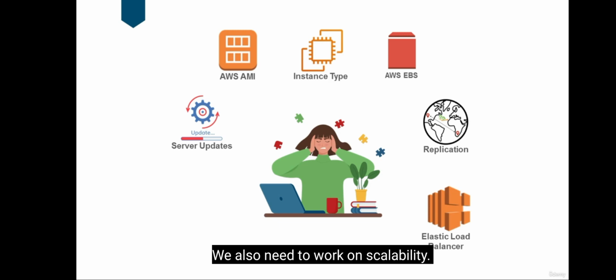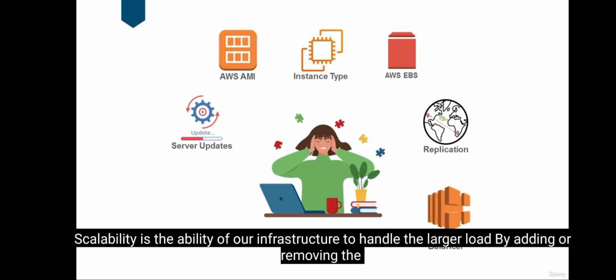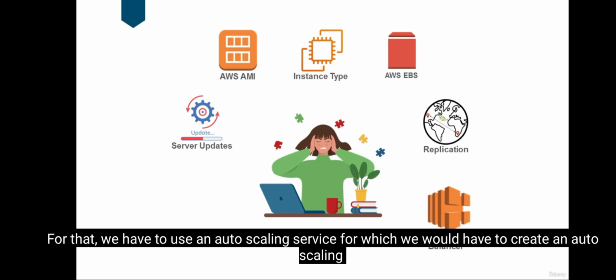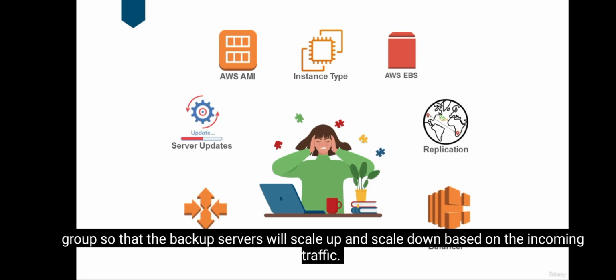We also need to work on scalability. Scalability is the ability of our infrastructure to handle the larger load by adding or removing the instances. For that, we have to use an auto-scaling service, for which we would have to create an auto-scaling group so that the backup servers will scale up and scale down based on the incoming traffic.